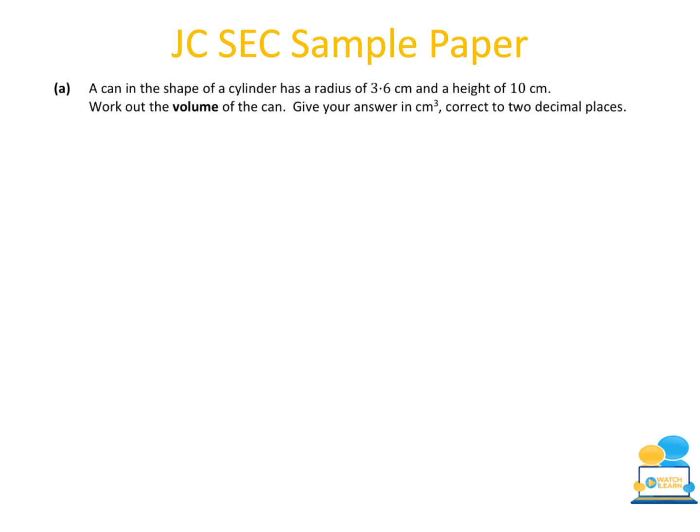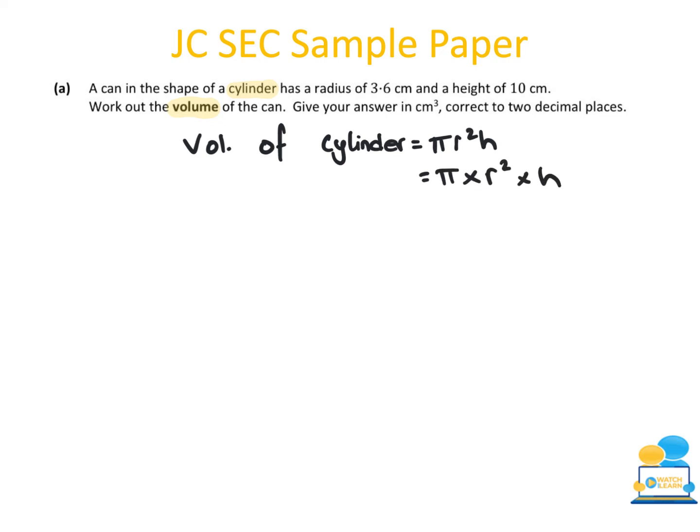Okay, so moving on to our next exam question. It comes from the SEC sample paper, and it tells us that a can in the shape of a cylinder has a radius of 3.6 centimetres and a height of 10 centimetres. Work out the volume of the can and give your answer in centimetres cubed, correct to 2 decimal places. So again here we're working with the volume of a 3D shape, and that shape is a cylinder. So just like I've done previously, we're going to write down what our volume of a cylinder is. And that is pi r squared h, or pi multiplied by my radius squared multiplied by my height.